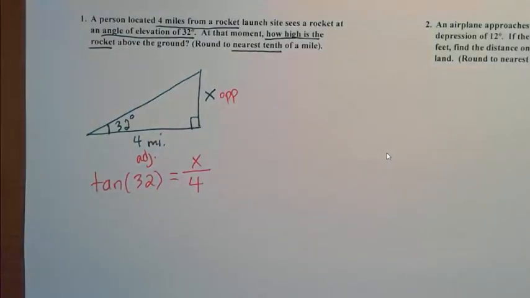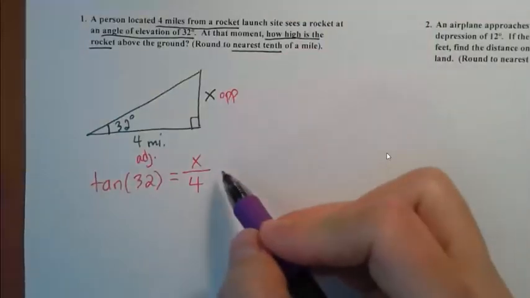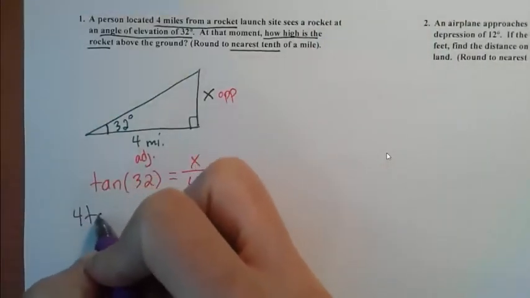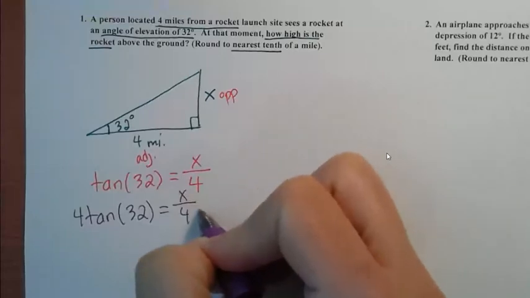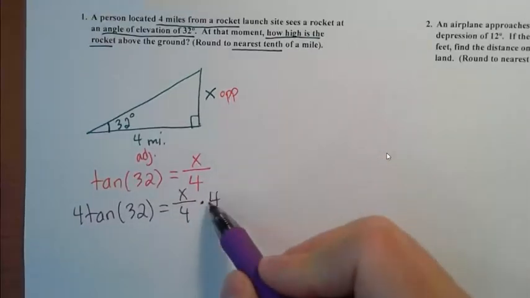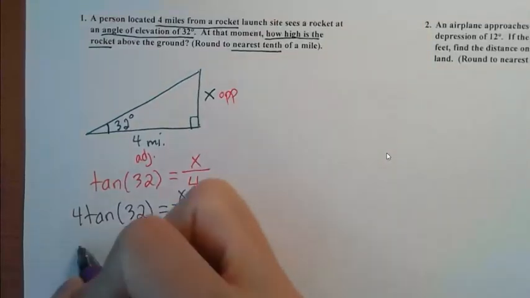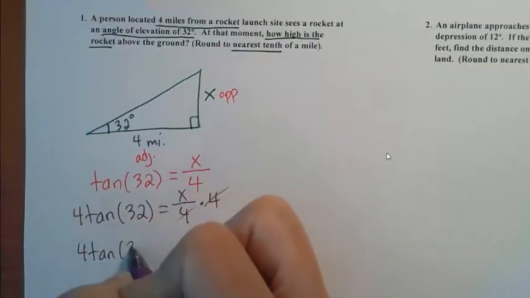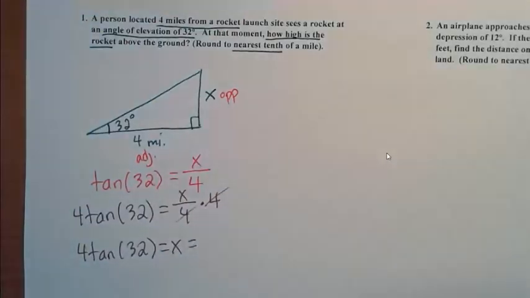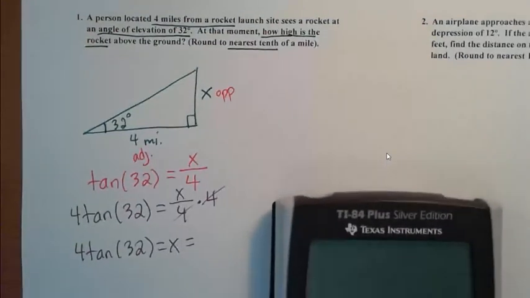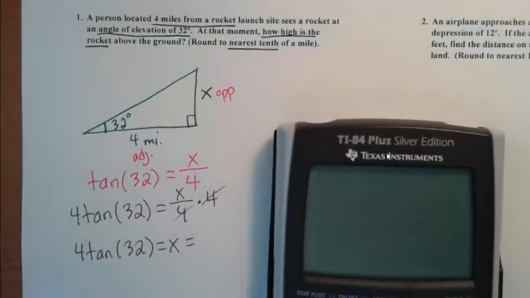So now we're going to go through our steps to solve this algebraically. I would multiply by 4 on both sides first. So I would have 4 times the tangent of 32, and then x over 4 times 4. We divide out those 4s so that 4 tangent of 32 is equal to x. And then we would grab our graphing calculator to determine the answer to our question here. And we have 4 times the tangent of 32 as our answer.